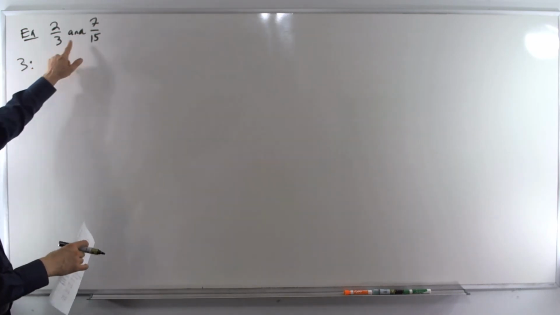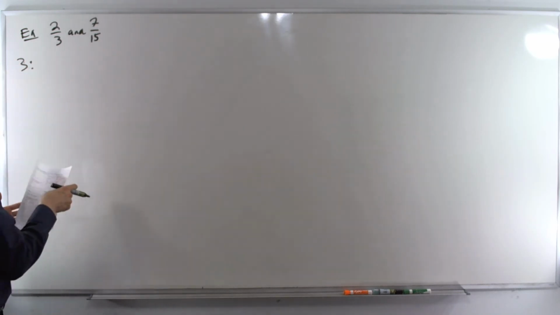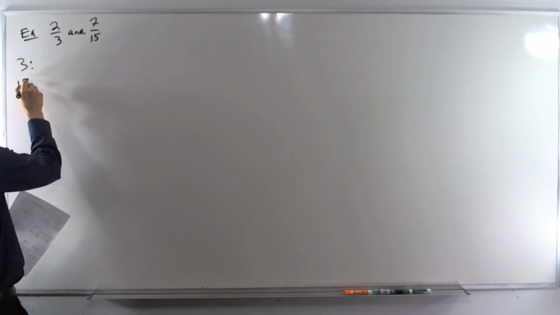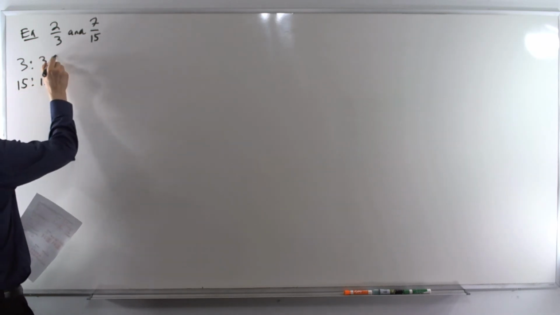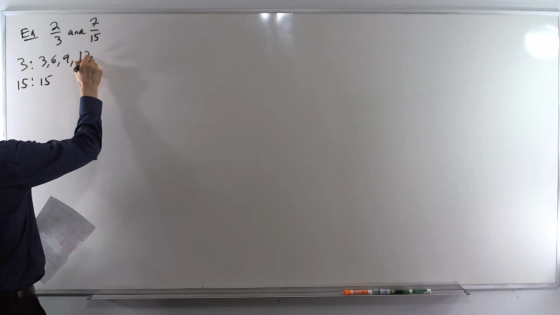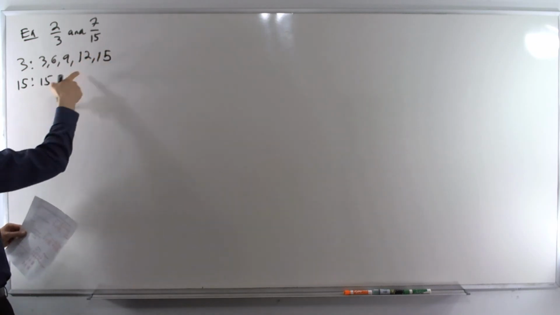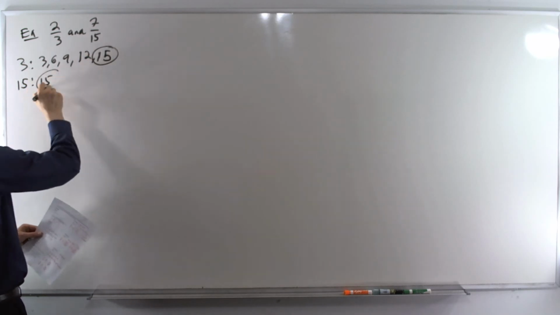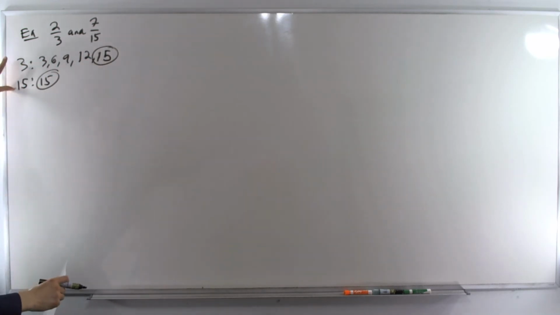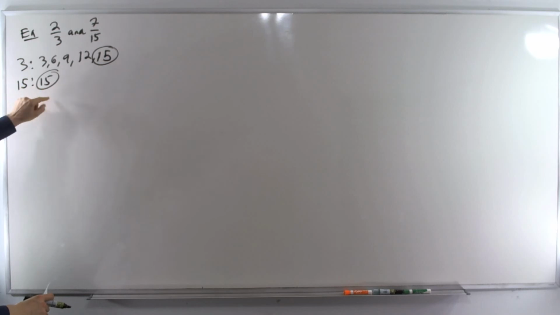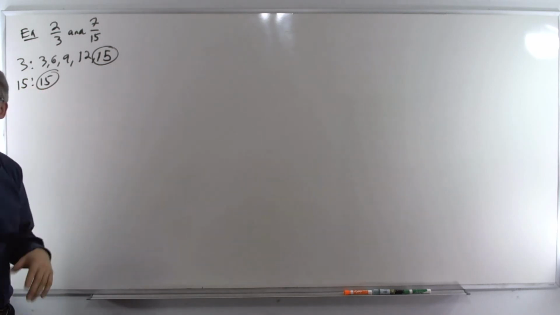So let's take a look at those two denominators. We're going to write out our multiples until we find a match. Right, the match is actually the second number. So this is one of those cases where one number is a multiple of the other. So the LCD is the larger number.